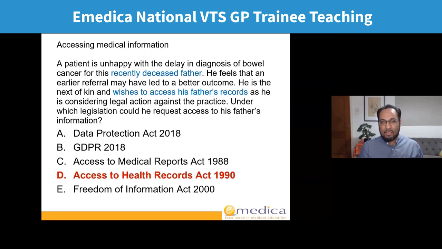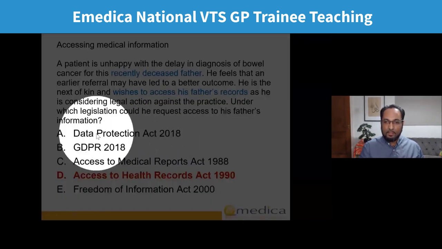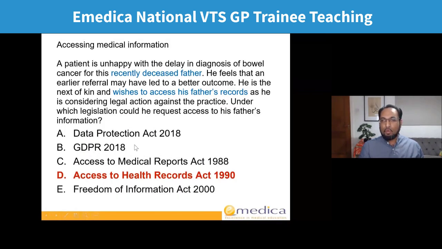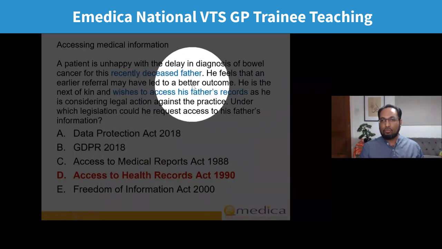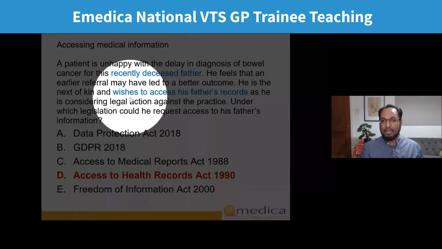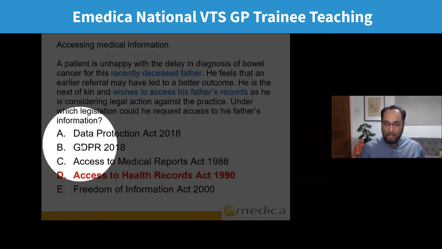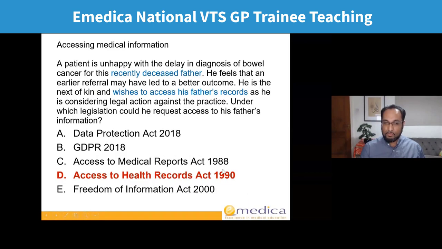The key thing here is, this patient is not trying to access their own records. If you want to get your own records, you apply either under the Data Protection Act 2018 or GDPR 2018. He wants access to his father's record, and his father's recently deceased, and he's considering legal action. He's the next of kin. To do that, you need the Access to Health Records Act 1990. Okay, so D is the right answer. I'll explain these other two ones in a minute.